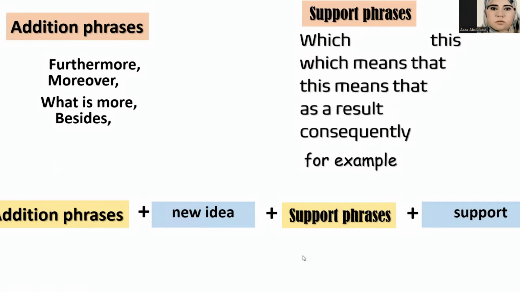This is good work, but you need at the same time to support your idea. And before you support, you need to use one of the support phrases, which means that, this means that, as a result, consequently, for example, and then write the support. So if you have a super duper idea but you cannot support it, cancel the idea, because every idea should be supported in a different way. How can I support? You can give an explanation for the idea, you can give examples, you can give results or reasons for this idea. Okay.